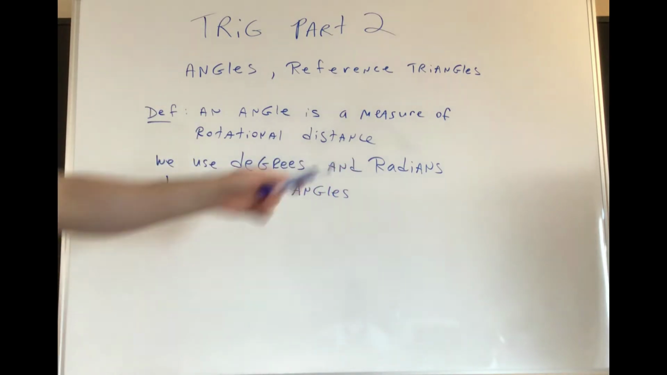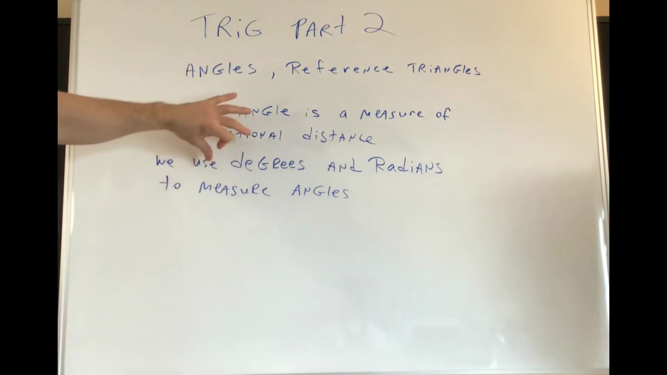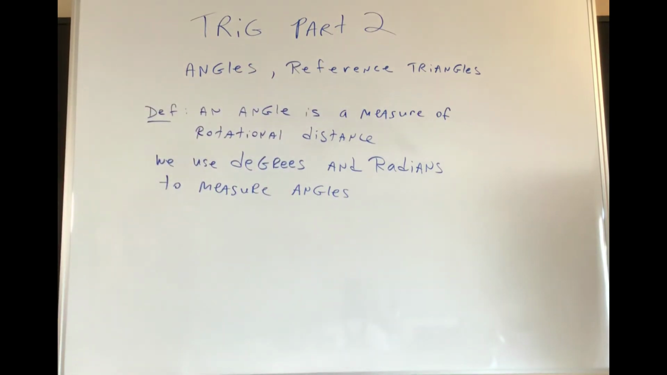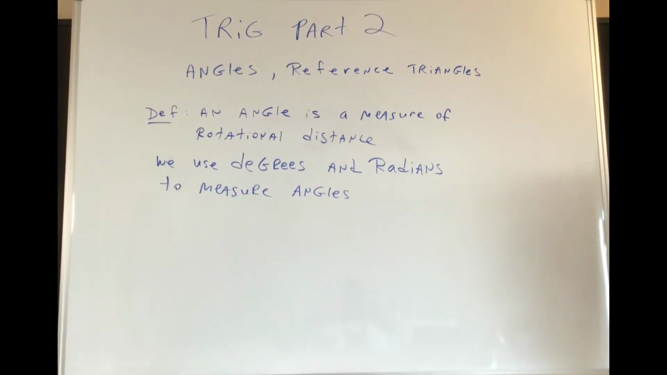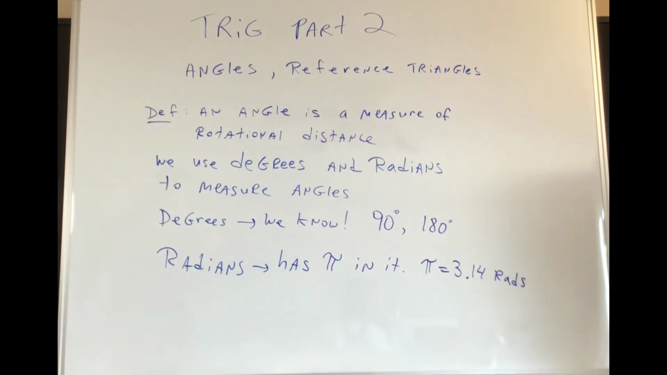All right, so radians have pi in them. This is the one you don't know, and I'm going to show you how to make them look like the ones you do know. So degrees we know. Radians are more complex, but they have pi. Now, unfortunately, there is a third type of measure for angles. Fortunately, we don't do that one. Yay!